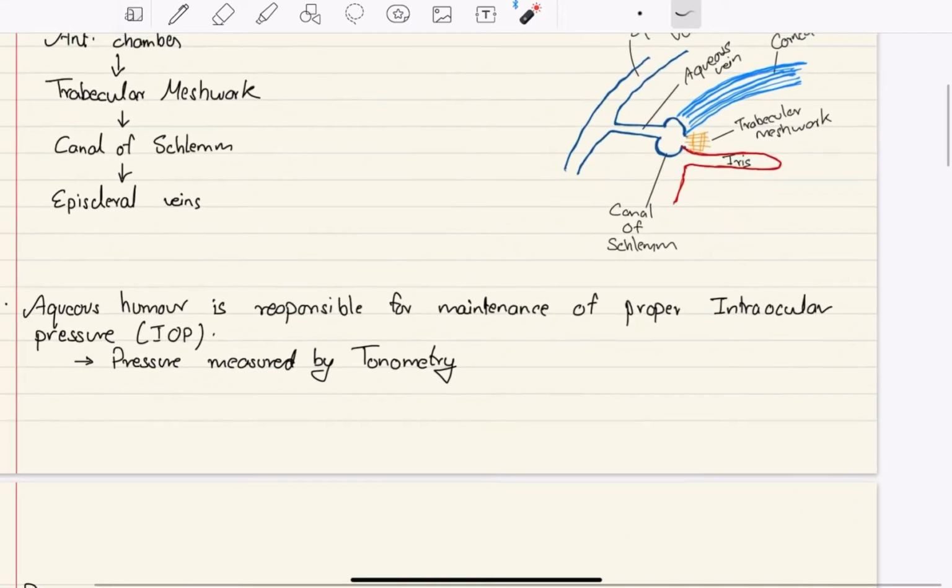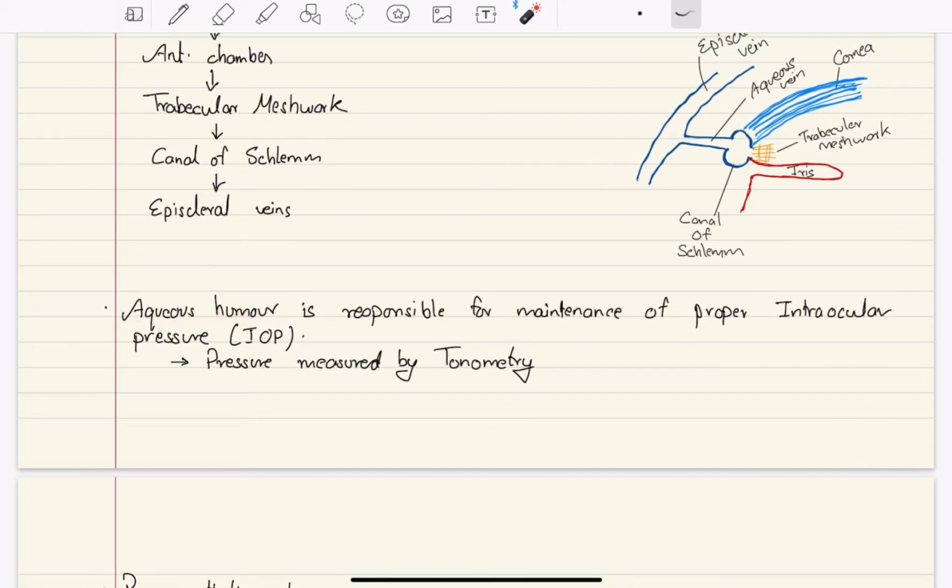And as I have already said, aqueous humor is responsible for maintenance of proper intraocular pressure, and the normal intraocular pressure of eye is between the range of 10 to 20 millimeter of mercury, and this pressure is measured by tonometry.